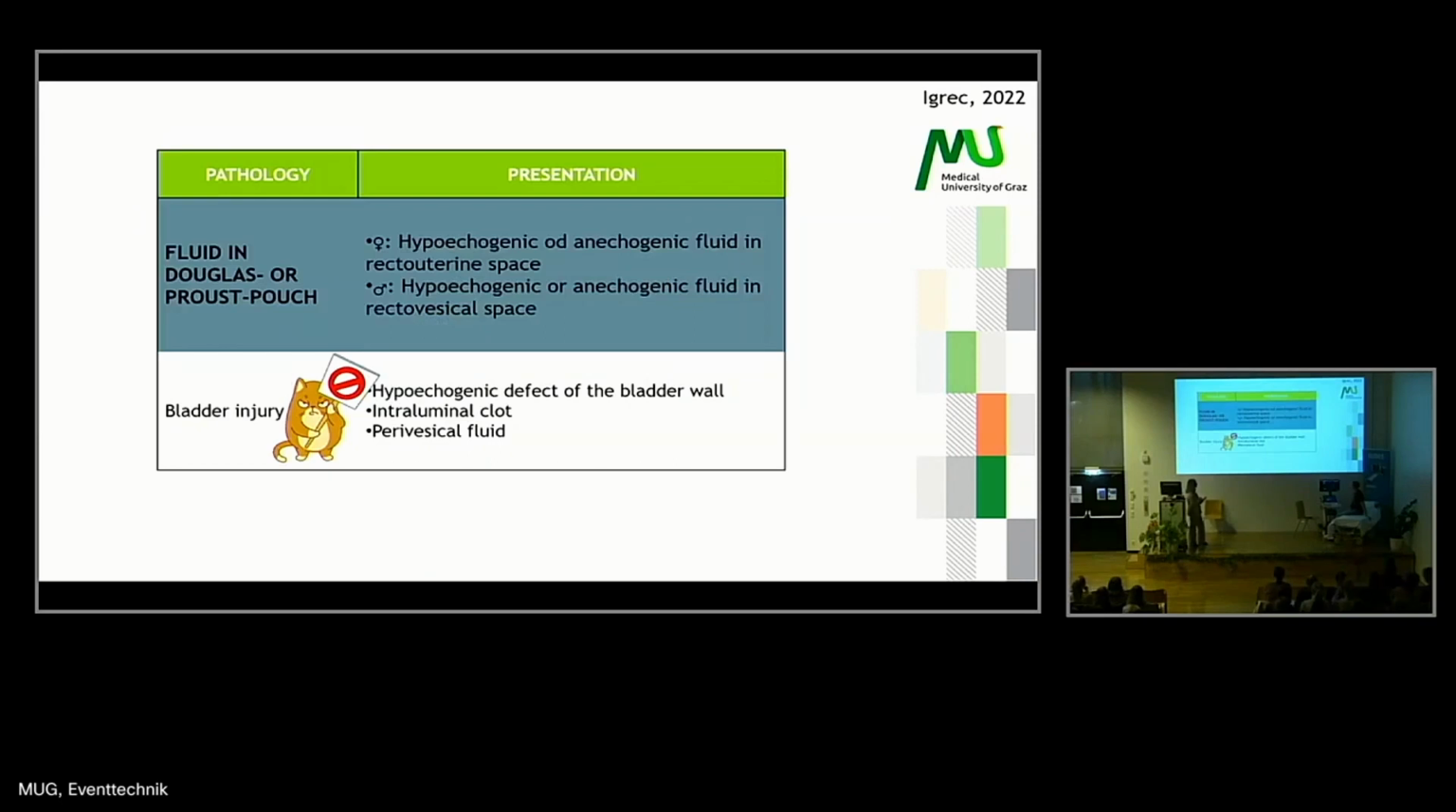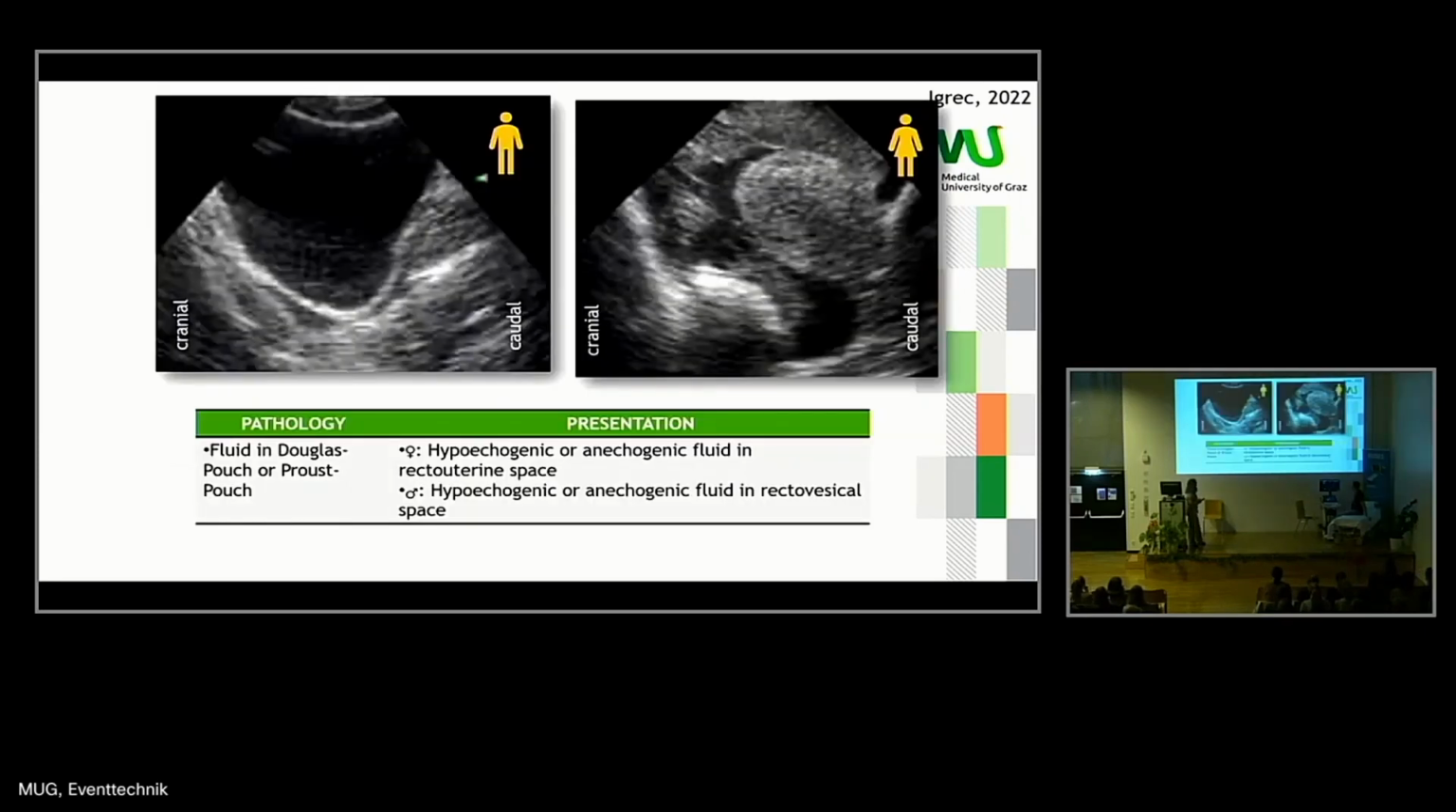Important to say that there is a pitfall. Women normally have a little fluid in the pelvis due to menstruation. And also there can be fluid due to ascites. But in eFAST, it's not important to think of it. Bladder injury is possible to see, but we are not looking at it in ultrasound. Also here, pathological, how does it look like?